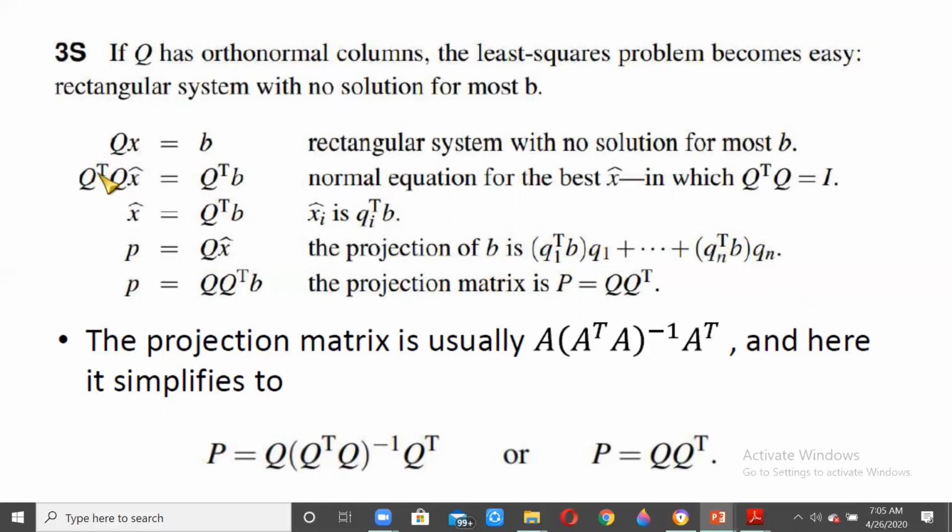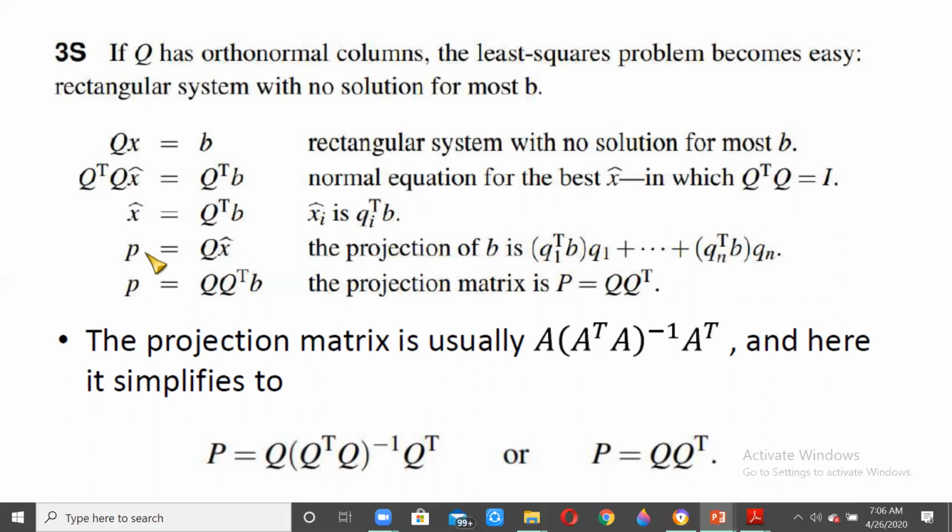Then if you multiply Q transpose on both sides, we get the normal equation for the best x hat, in which Q transpose Q is equal to I. In this case it is a rectangular system, and even though Q transpose Q is I, we will not have Q transpose equal to Q inverse because Q is rectangular. So because this is I, x hat is equal to Q transpose b, which is basically the solution by the least squares method.